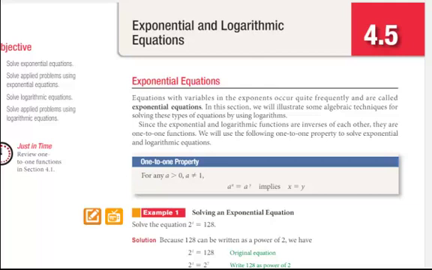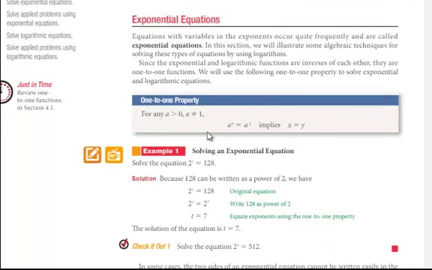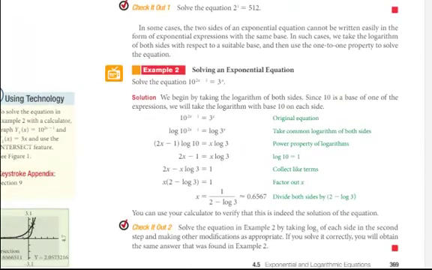So this is the section on exponential and logarithmic equations, and we have only one property here, which of course, yeah, this is really self-evident almost. And I just want to do a few examples here. It's also a relatively short section, so solving an exponential equation.